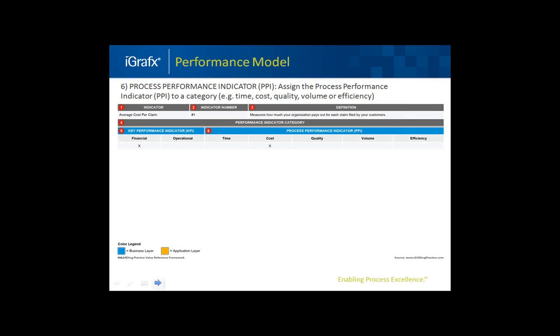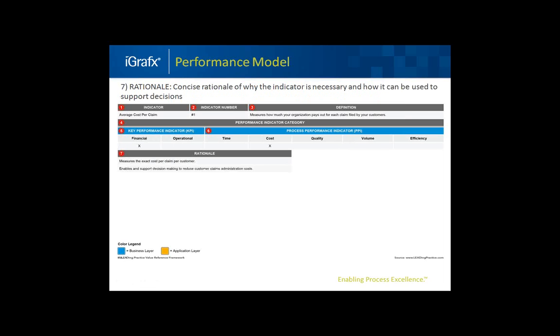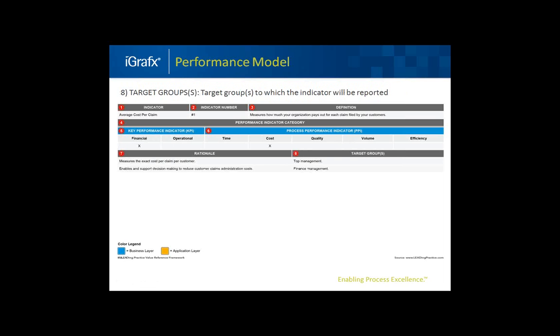You see the color code here in the bottom of interlinking. This would be business layer inputs that you would have. Furthermore, you would need the rationale behind it. In this case, there are two rationales, which actually link to two target groups. Let me mention these examples. The one would be the measures, the exact cost per claim per customer. Who wants to know this? That's top management, the target group.